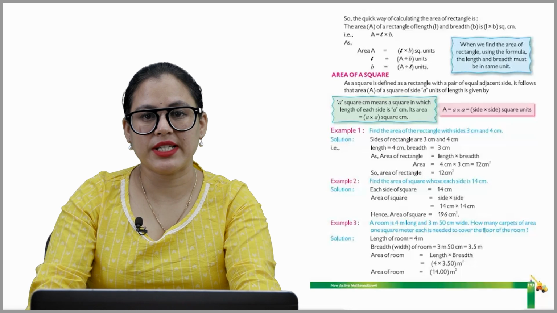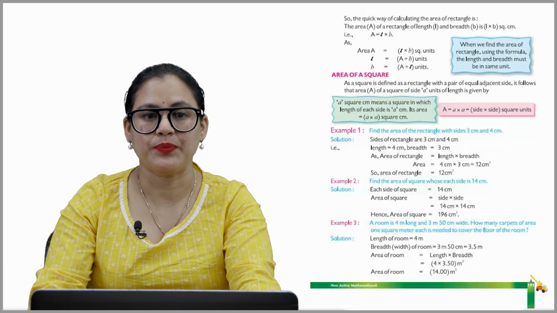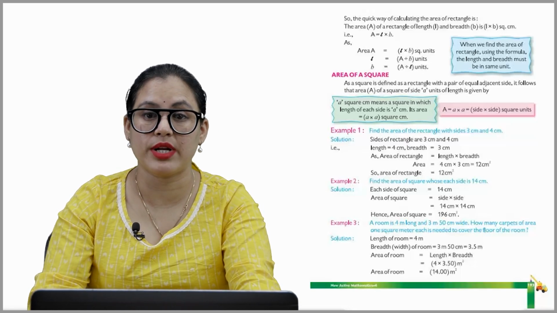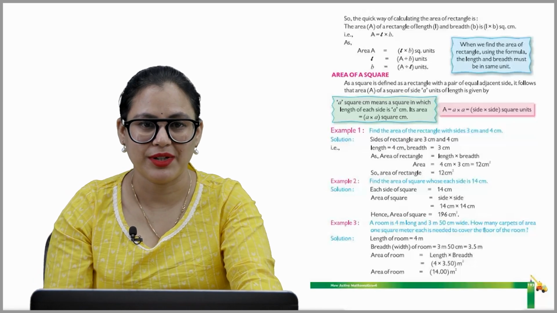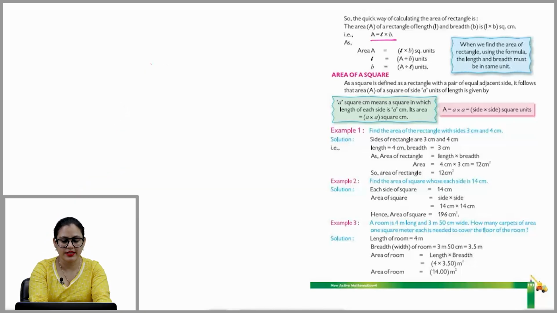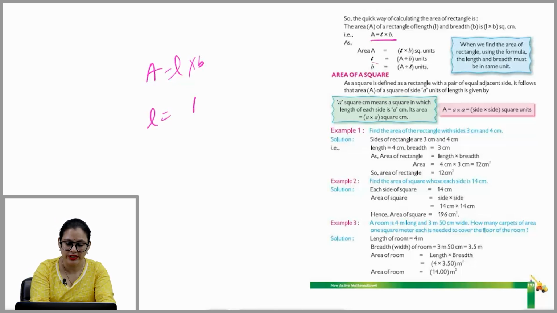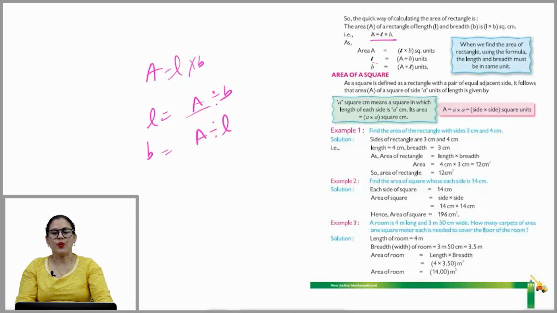So the quick way of calculating the area of a rectangle is: the area of a rectangle of length l and breadth b is l into b square centimeter. So this is the formula. Area is equal to length into breadth. If you have to find length, then what will you do? You will divide area by breadth, and if you have to find breadth, then what will you do? You will divide area by length. When we find the area of a rectangle using the formula, the length and breadth must be in the same unit. Remember that.